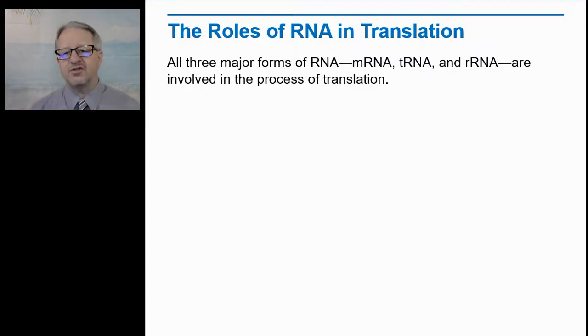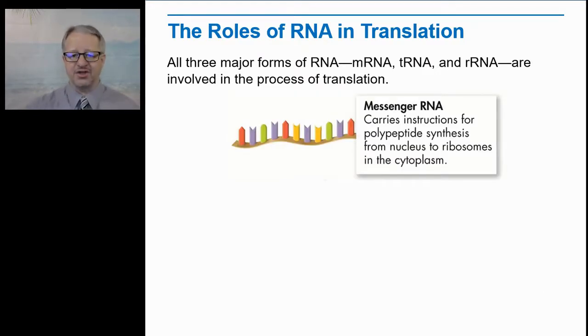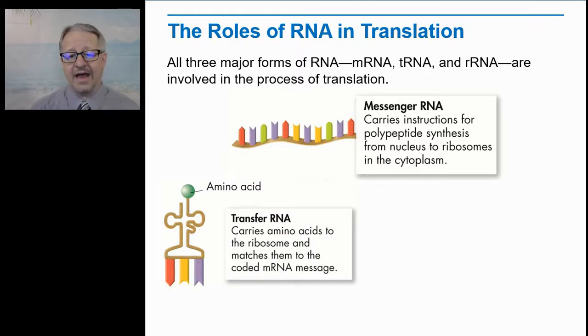So all three major forms of RNA, which are mRNA, tRNA, and rRNA, are involved in the process of translation. So we'll start with mRNA, messenger RNA. This is the molecule that carries the coded message that directs that process of translation. The tRNA, its role is to deliver the amino acids, which enables the ribosome to translate the mRNA's message into protein form.